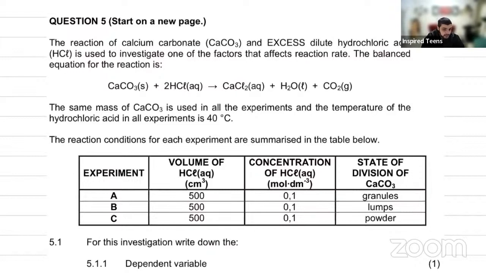So the reaction of calcium carbonate and excess dilute hydrochloric acid, HCl, is used to investigate one of the factors that affects rate of reaction or reaction rate. The balanced equation for the reaction is as follows: CaCO3 plus 2HCl gives us CaCl2 plus H2O plus CO2. The same mass of CaCO3 is used in all experiments, and the temperature of hydrochloric acid in all experiments is 40 degrees Celsius. The reaction conditions for each experiment are summarized below.